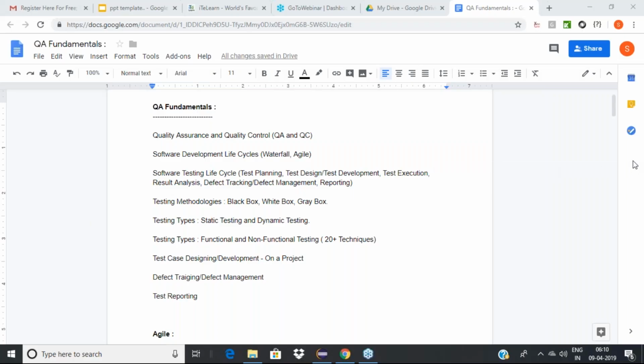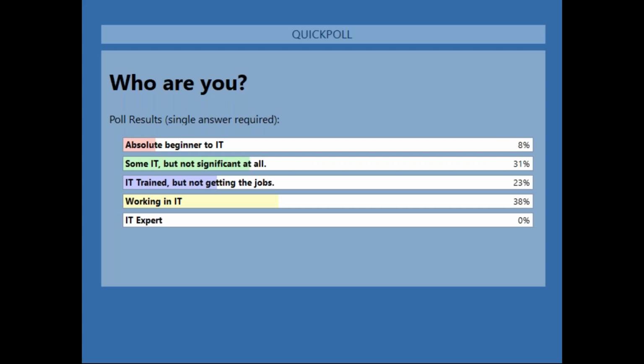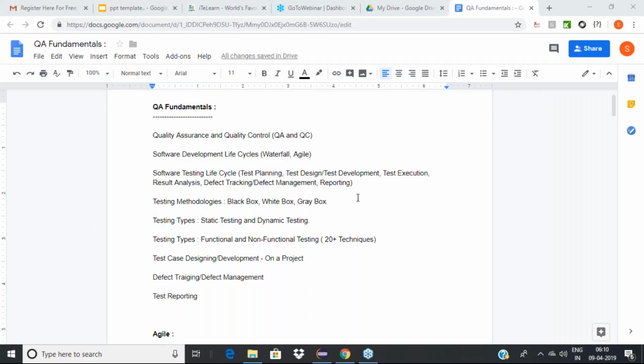Just want to show you the previous one as well. This is what people have talked about for the beginners of IT or some IT trained, 30% working. All right. So cool. Even if somebody says I'm already working in IT, is it already in software QA? That's another question that I just wanted to take for those 38% of the people.